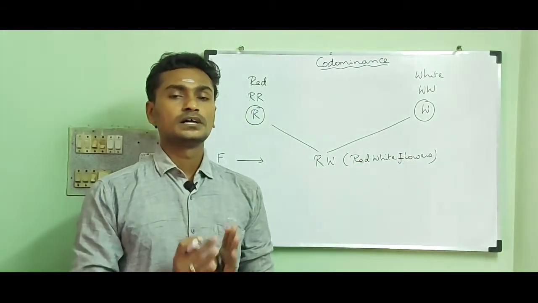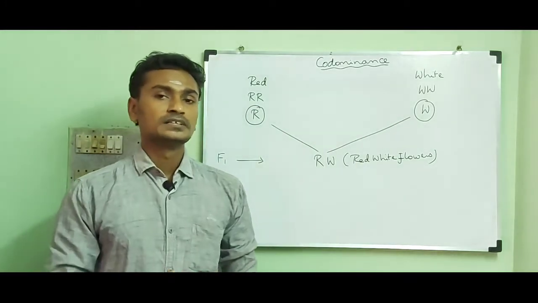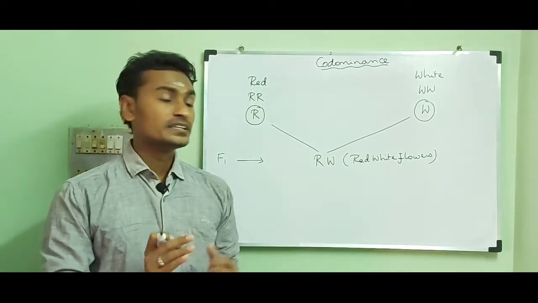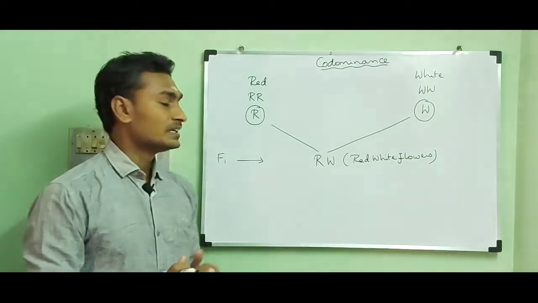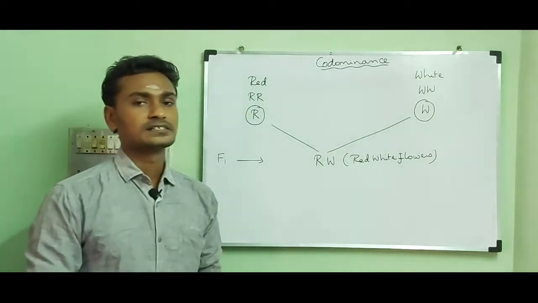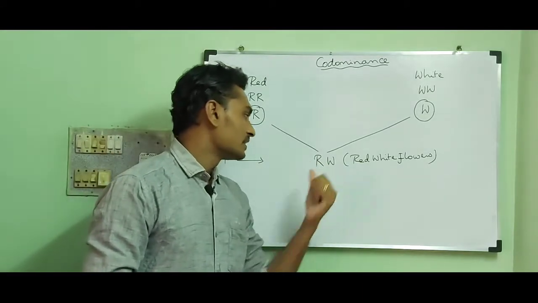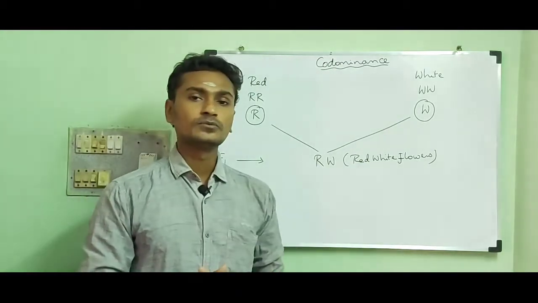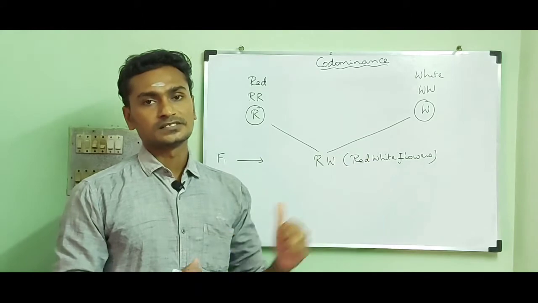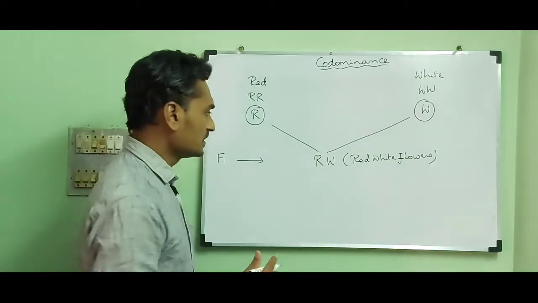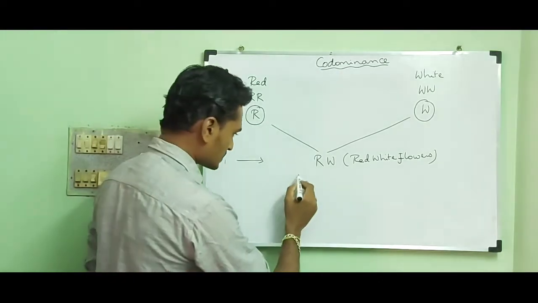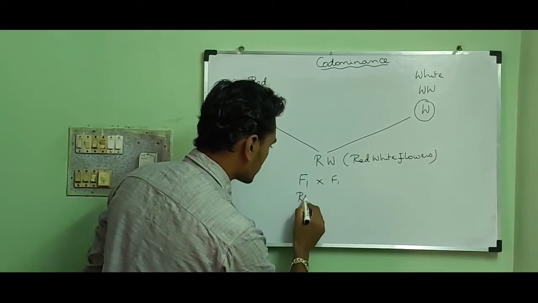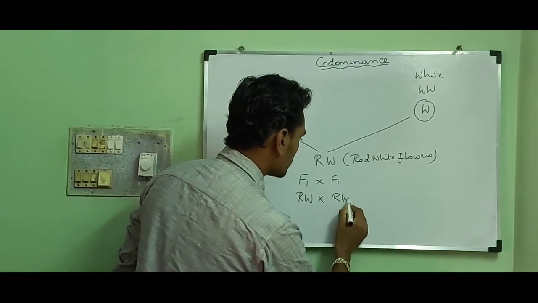So could you please remember the definition of codominance? The alleles can express themselves independently and equally when they are at heterozygous condition. Here we can find the heterozygous condition. That is why the alleles express themselves independently and equally. So the alleles are equally dominant. That is why this cross is called codominance. Then the F1 generations are allowed to self-pollinate. So F1 cross with F1, that means capital R, capital W cross with capital R, capital W.